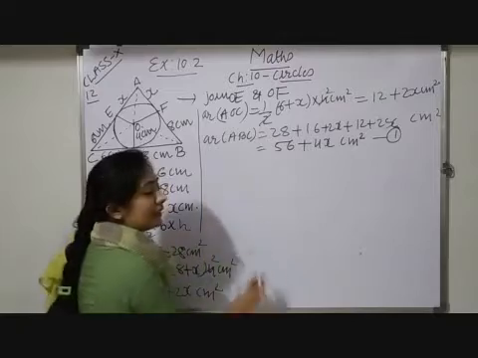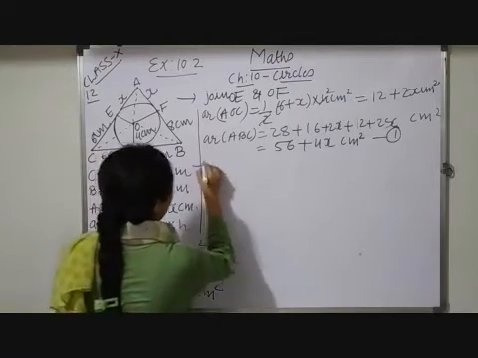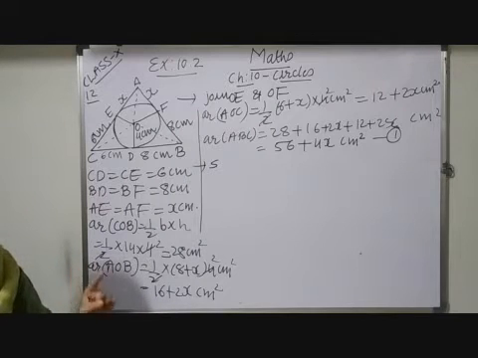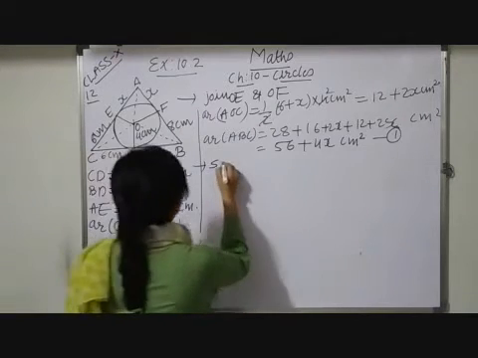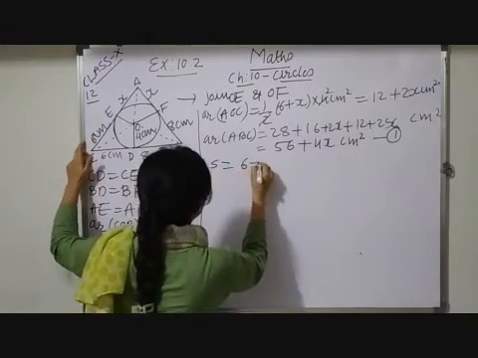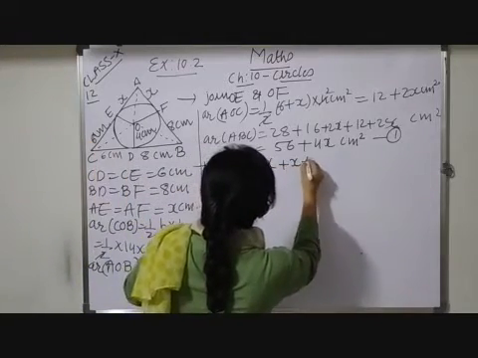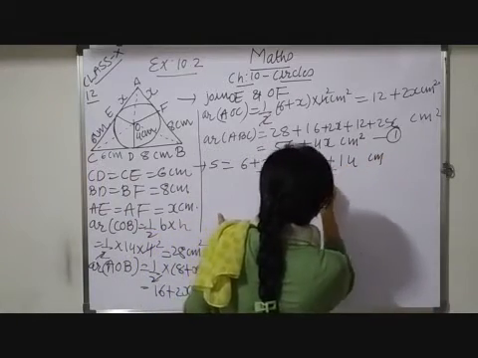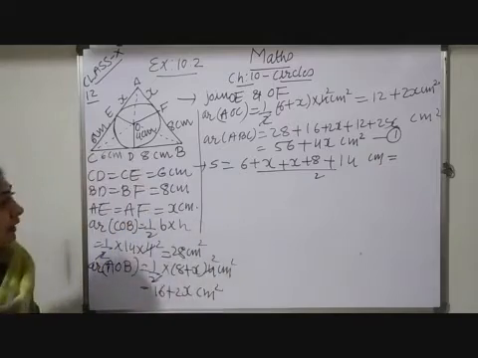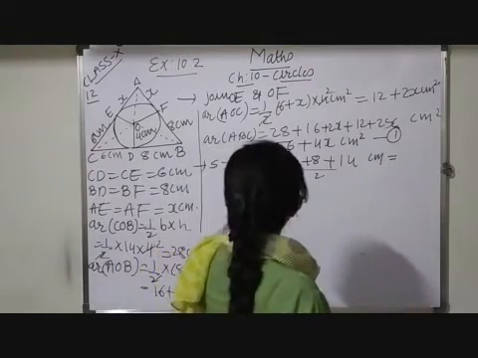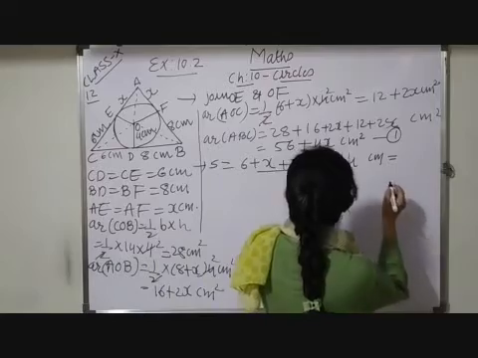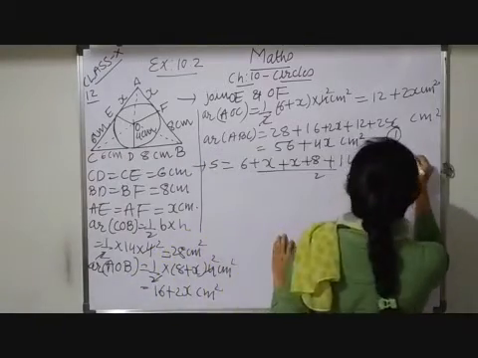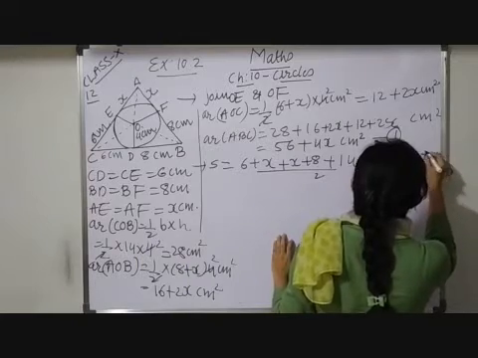So, by using Heron's formula, first of all I have to find out S, that is the semi-perimeter. Semi-perimeter means the sum of all sides divided by 2. So, which is equal to 6 plus x plus 8 plus 14 centimeter, whole divided by 2. When you add it, you will get 14 plus 6, 20, plus 8, 28, plus 2x, divided by 2. So, you will get 14 plus x centimeter.